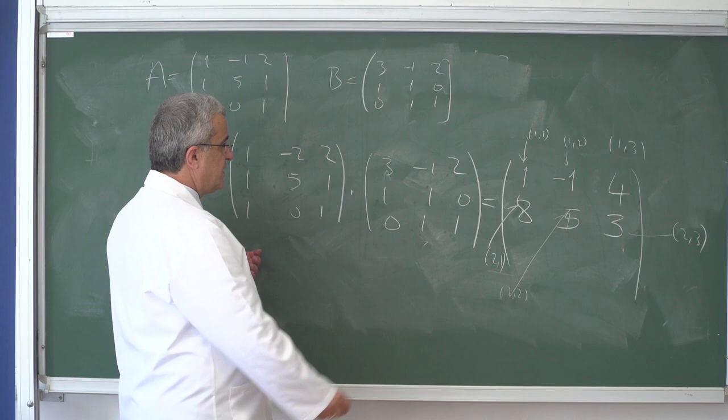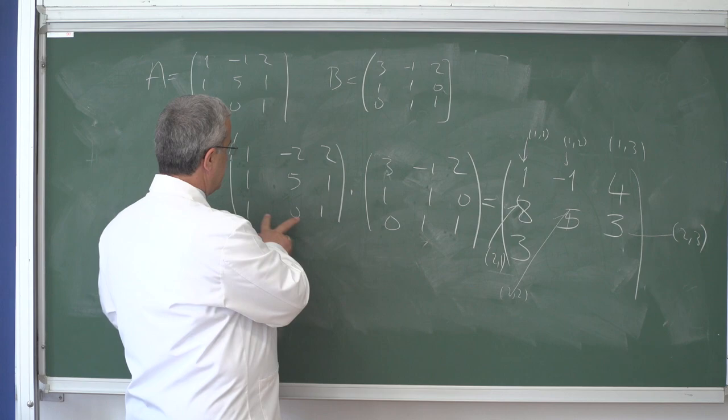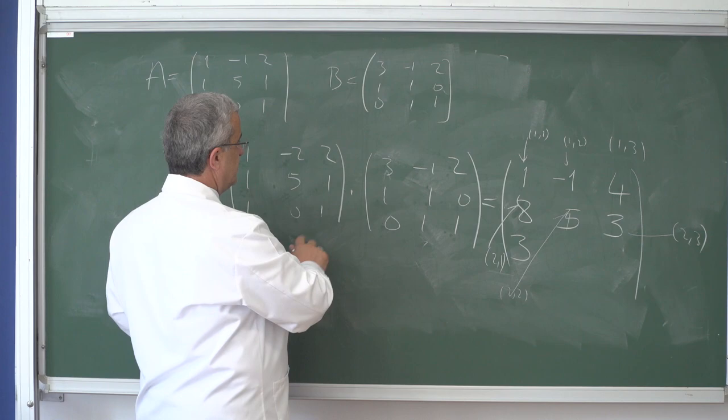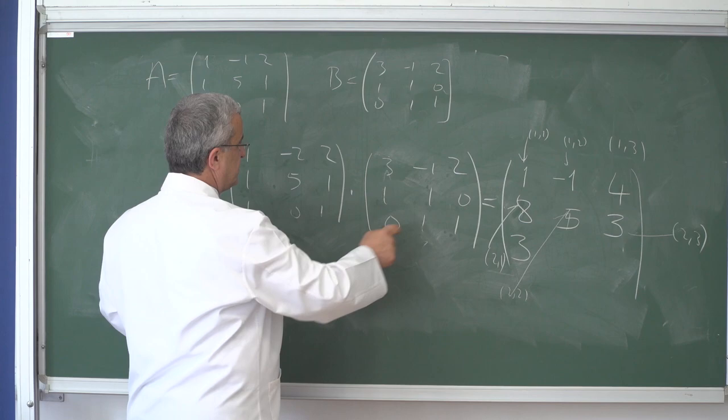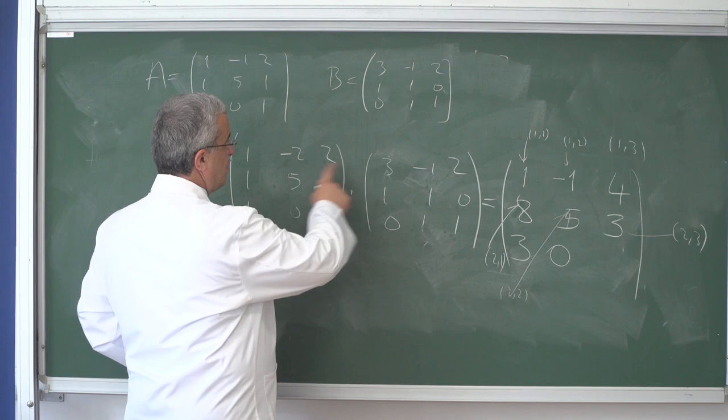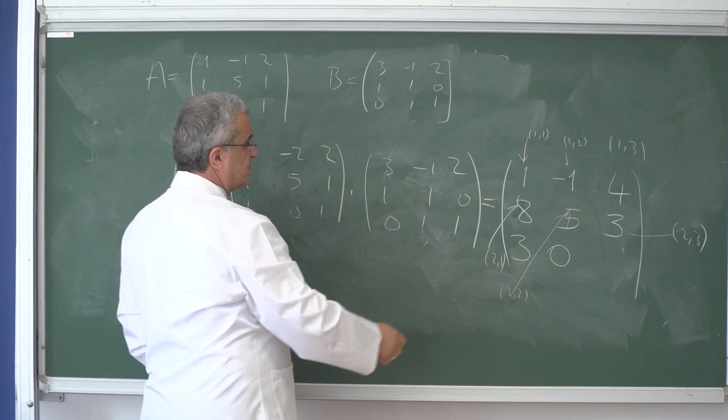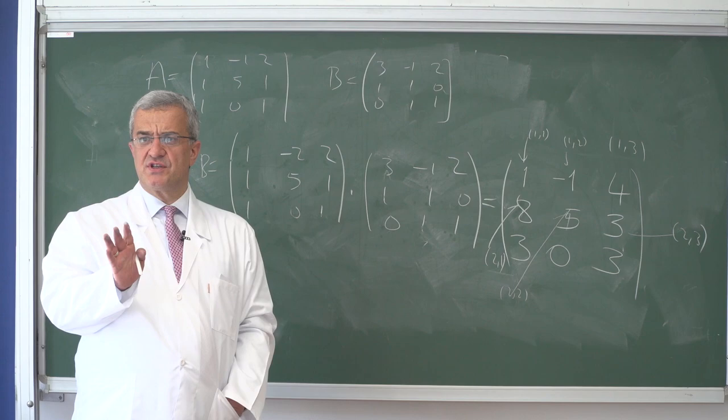And this one: 1 times 3 is 3, 0 times 1 is 0, 1 times 0 is 0, so it is 3. This one: 1 times minus 1 is minus 1, 0 times 1 is 0, 1 times 1 is 1, so this is 0. And this is 1 times 2 is 2, 0 times 0 is 0, 1 times 1 is 1, so it is 3. Did everybody understand matrix multiplication? Yes. Because this is the basis of it.